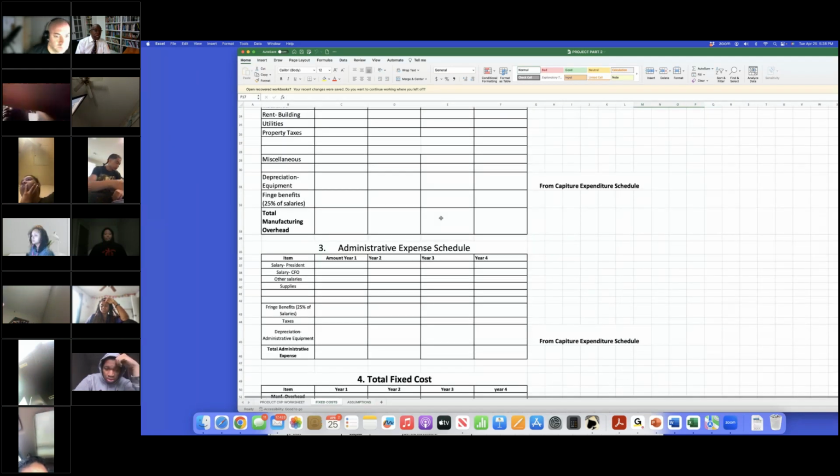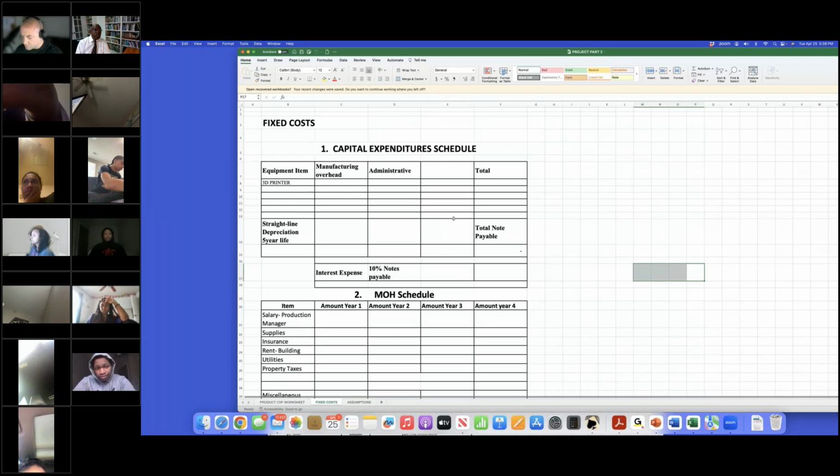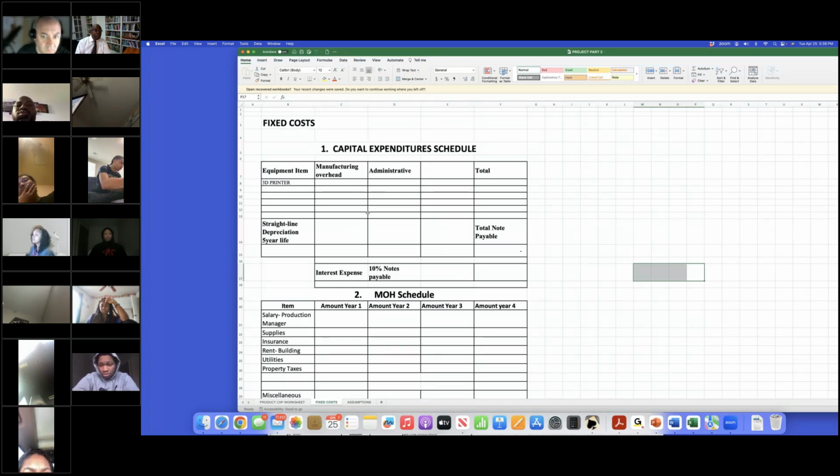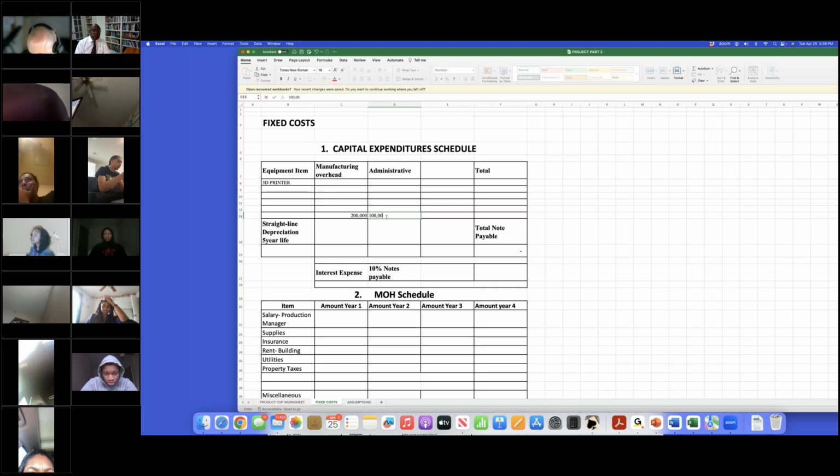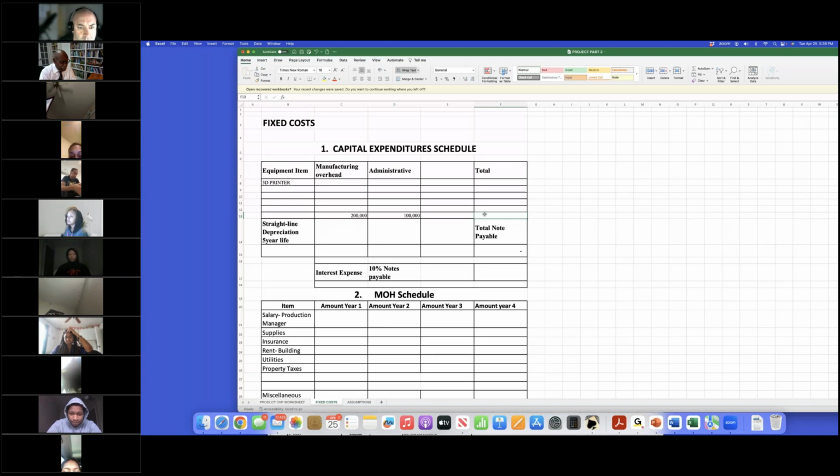The first fixed cost you're going to have are capital expenditures. And let's assume that your total capital expenditures are 200,000 for manufacturing overhead and 100,000 for administrative. So that gives you a total two-year cost, a total capital expenditure of 300,000.